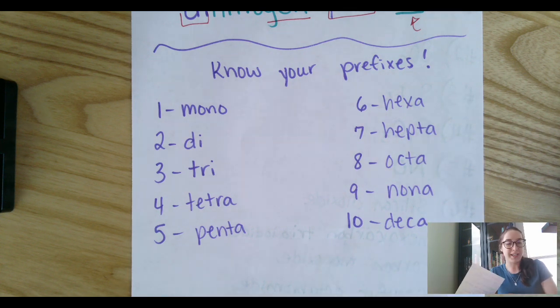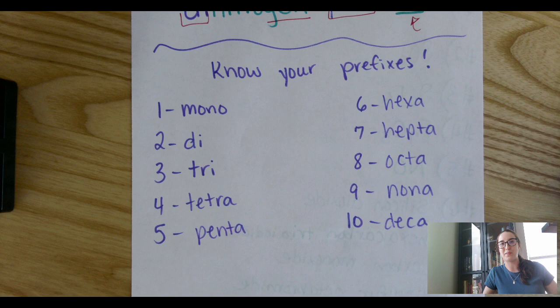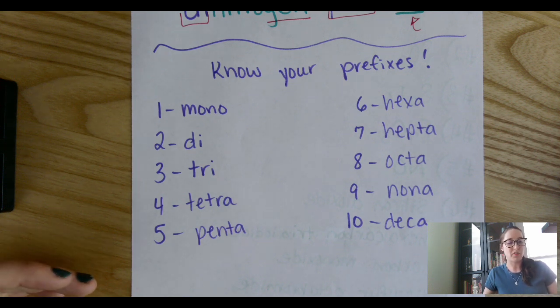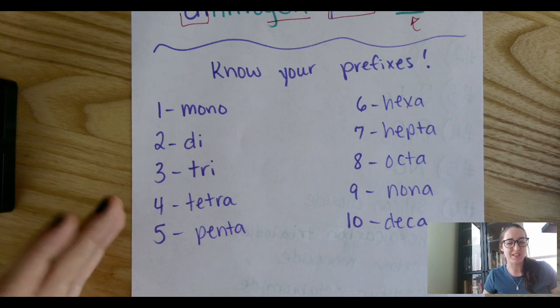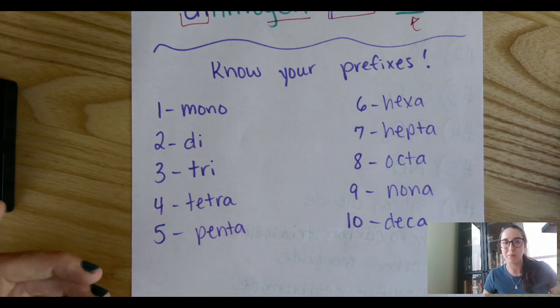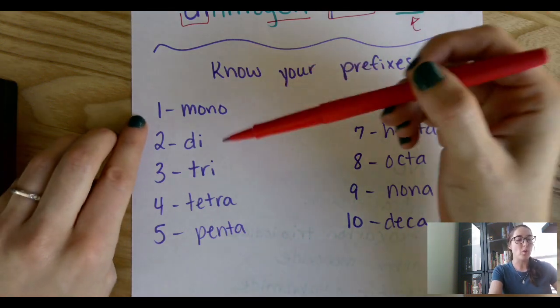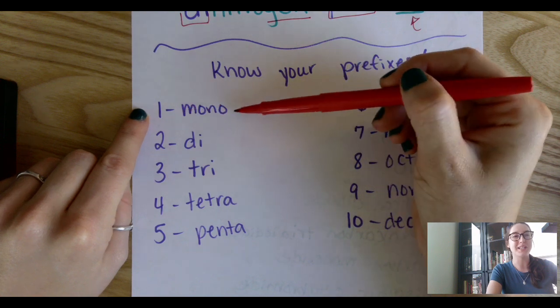This is the trickiest part to naming covalent bonds because the students have to memorize the prefixes the majority of the time. If your teacher gives them to you, you're very lucky, but most teachers do not, and this is something that would be required of you to have to memorize. So let's go through them. The prefix for one is mono, okay?